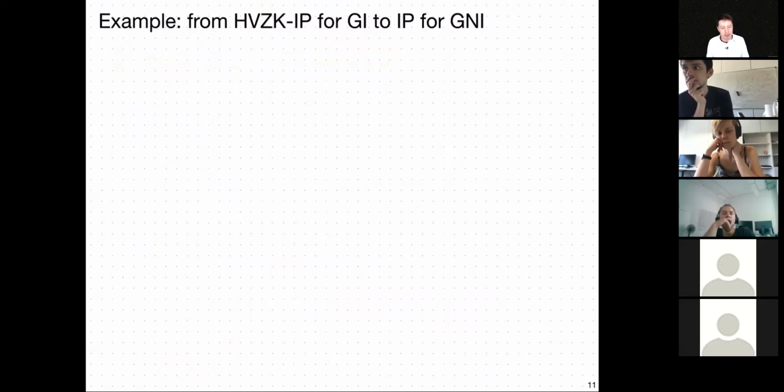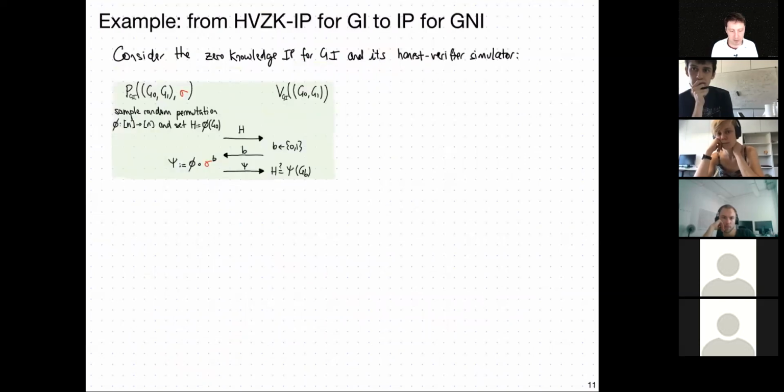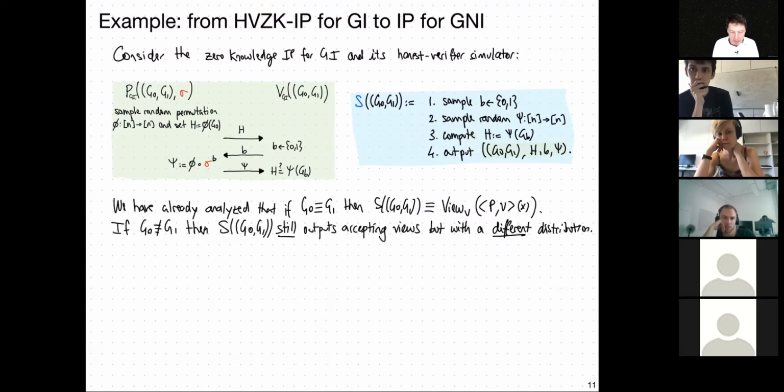So the fact that we have a zero-knowledge proof for GI is the same reason for why we have an interactive proof for GNI. Why? Consider the zero-knowledge interactive proof for GI that we have seen, and its zero-knowledge simulator. Here is the proof for GI, and here's its simulator. Let's say the honest one, because it's enough. We've seen what happens when the two graphs are isomorphic: it produces the right view. But if the two graphs are not isomorphic, this one will still produce an accepting view, but with a different distribution.